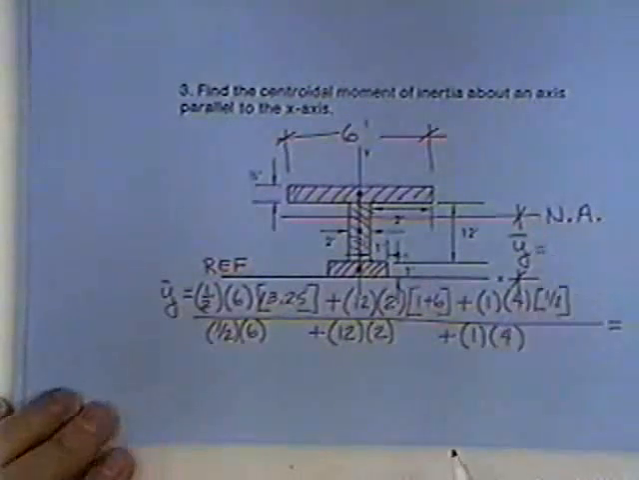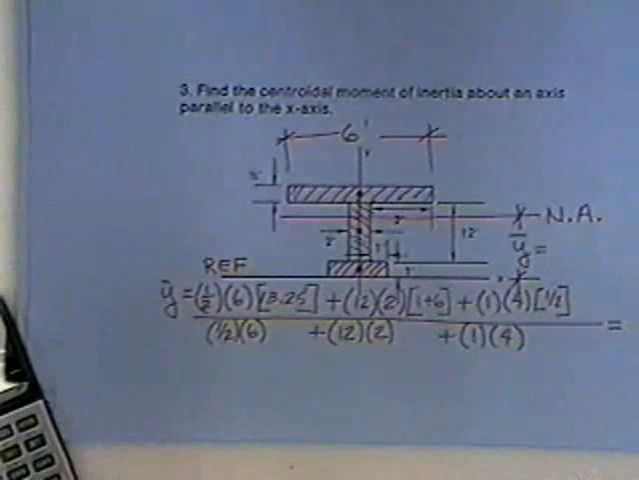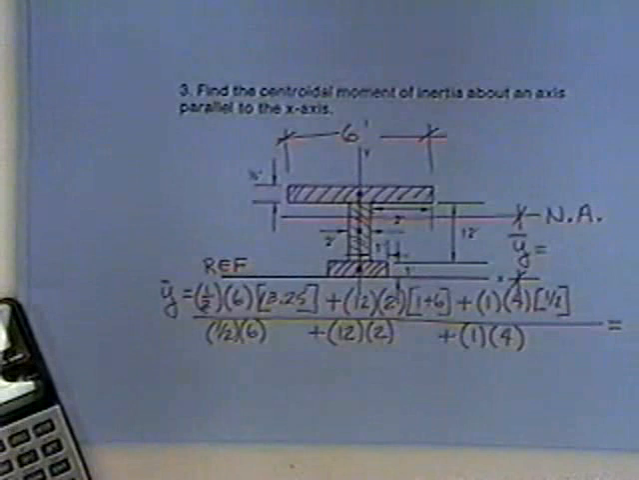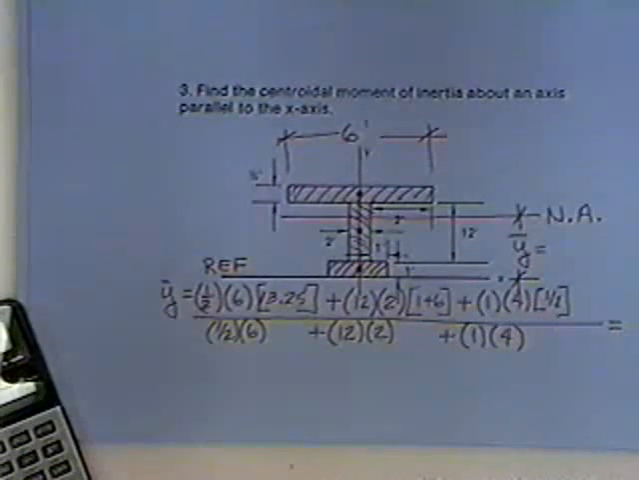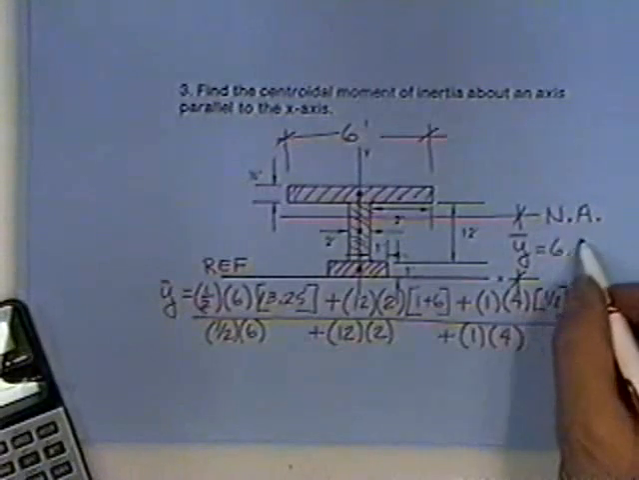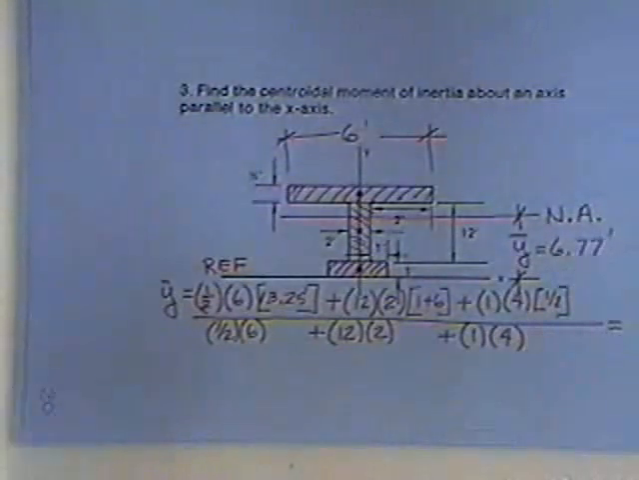I love it. I'm double checking. Okay. In other words, you're saying don't write it down just yet. 0.5 times 6 times 13.25 plus 12 times 2 times 7 plus 1 times 4 times 0.5, divided by parentheses 3 plus 24 plus 4 parentheses close, equals. I get 6.77. That's what I get. Same number, 6.77 feet.